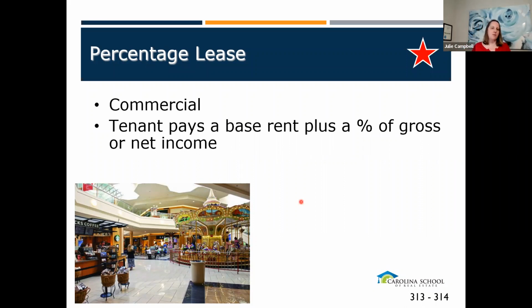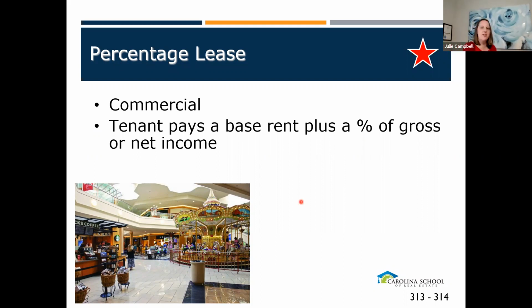Percentage leases are common in malls, for example. In the mall, the tenant pays a base rent. They pay X amount every month. Usually that base rent is determined on square footage. How much space are they occupying? So Belk is going to pay a higher base rent than Claire's, right? Because they occupy more space. They take up more space. So the base rent is a flat fee every month.